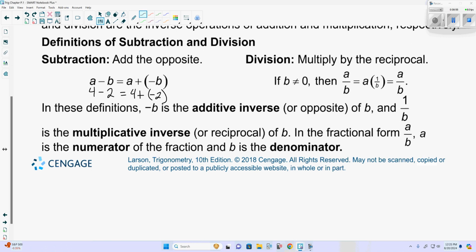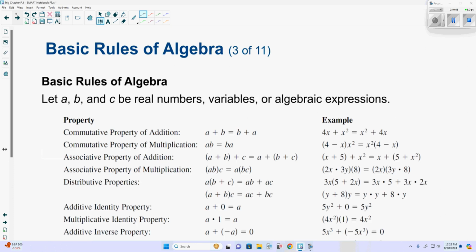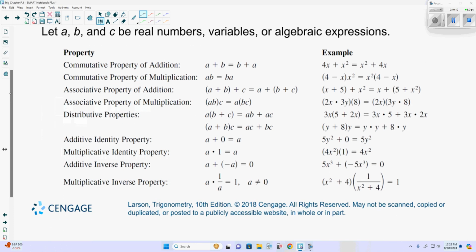The properties of real numbers below are true for variables and algebraic expressions as well as for real numbers. They are often called the basic rules of algebra. All of these y'all have done before. Y'all know that these are true. We just don't always refer to them by their titles or their names.